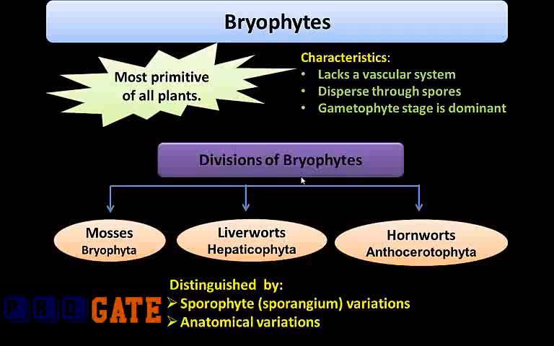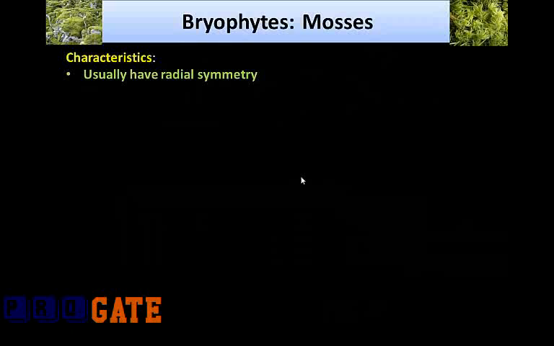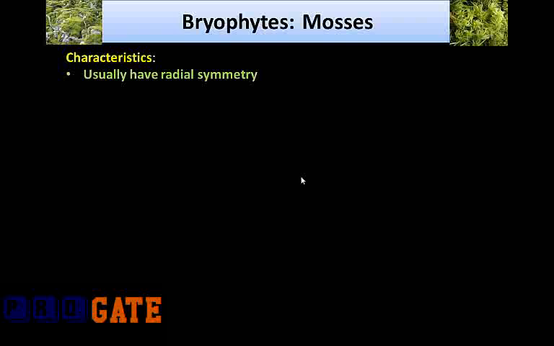Coming to the first group of bryophytes, that is mosses. Before going ahead, I would just like to make clear that not everything called a moss is actually a bryophyte. Spanish moss is basically a flowering plant. Irish moss is a marine red algae. Reindeer moss is a lichen. And club mosses are primitive vascular plants.